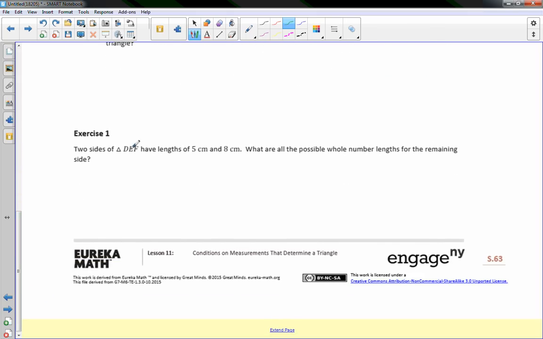So now exercise 1 says two sides of triangle DEF have side lengths of 5 and 8 centimeters. What are the possible whole number lengths for the remaining side? We explored this in class, and for the video I'm just going to explain it: there is a minimum and there is a maximum length for the third side. If they give us two side lengths, we find the minimum by subtracting. We take the longer length, 8, minus the shorter, 5, and that is 3. To get the maximum length, we take 5 plus 8, and that is 13.